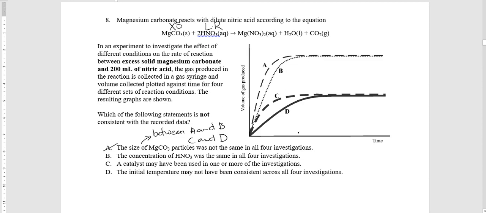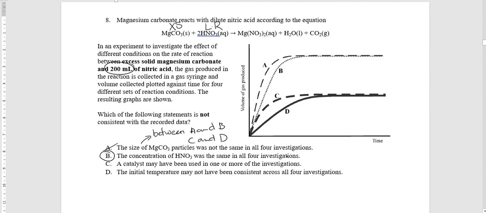B, the concentration of HNO3 was the same in all 4 investigations. Now, I'm not so sure about this because the question already says that the volume of nitric acid used is constant, and A and B definitely have more CO2 being produced than C and D. The only way for this to occur is if you vary the amount of the limiting reagent, and considering how the volume is fixed, you have to vary the concentration. I have a feeling that B is the correct answer. I'm just going to circle it right now, but I'm going to go to C and D though.